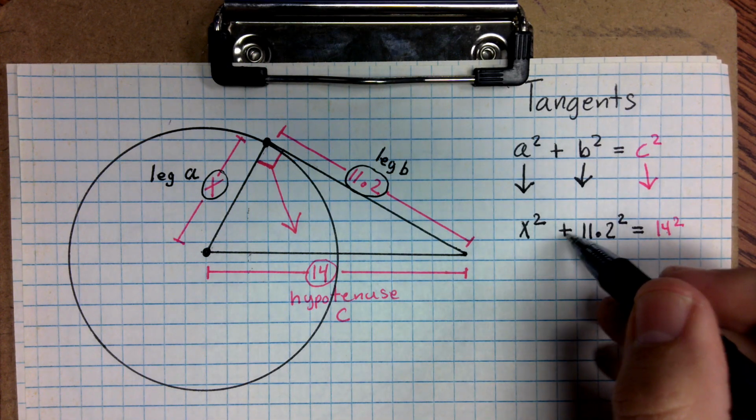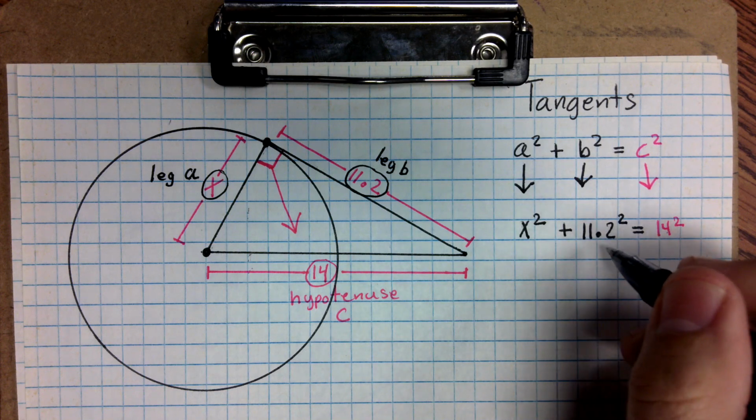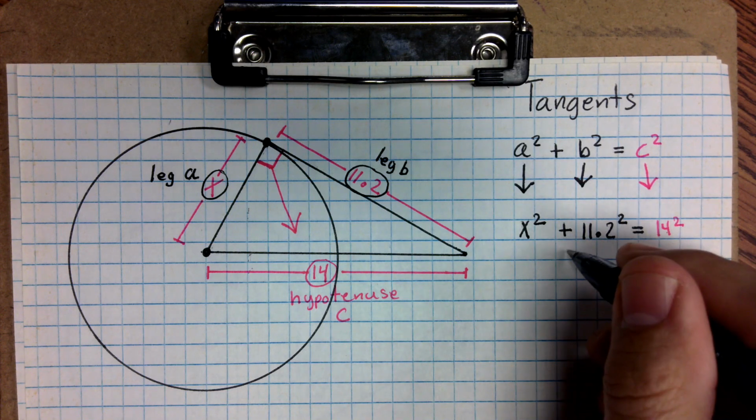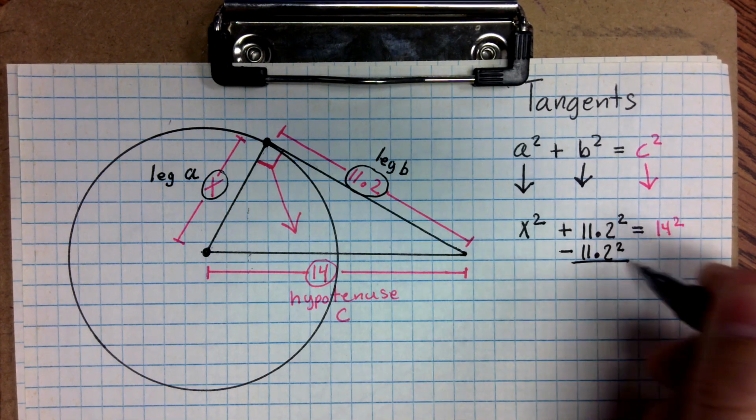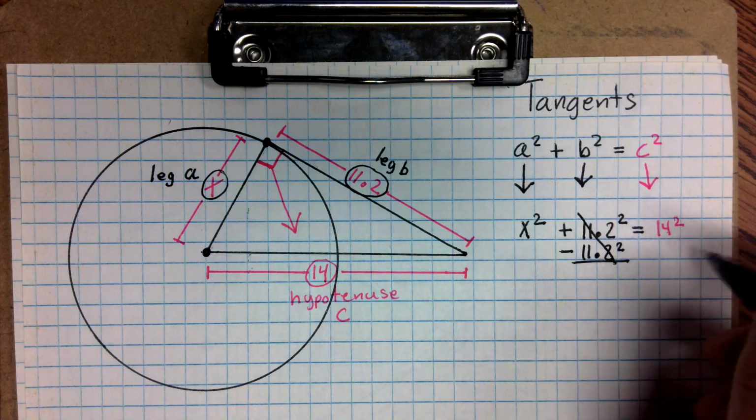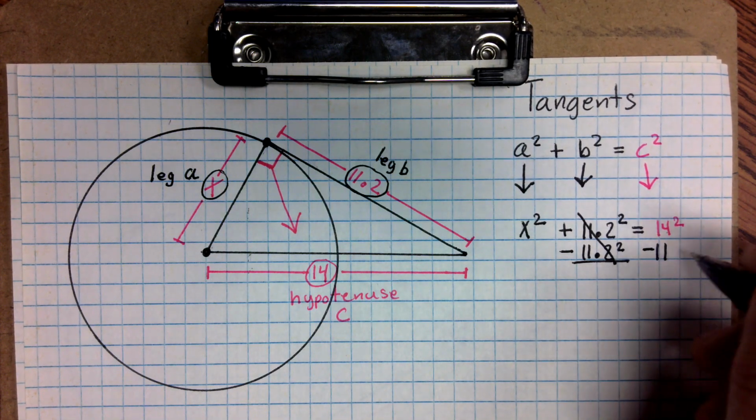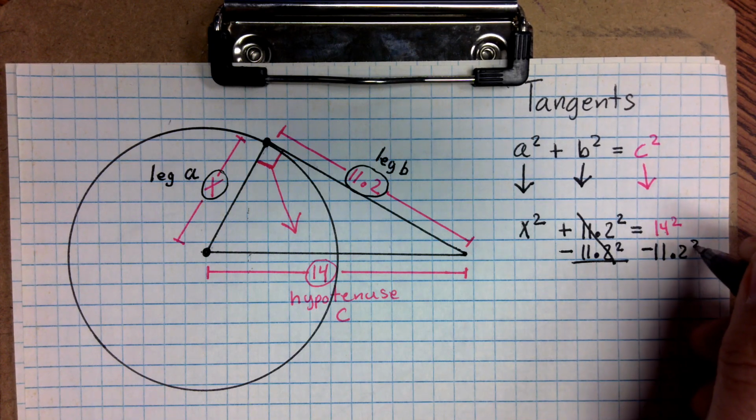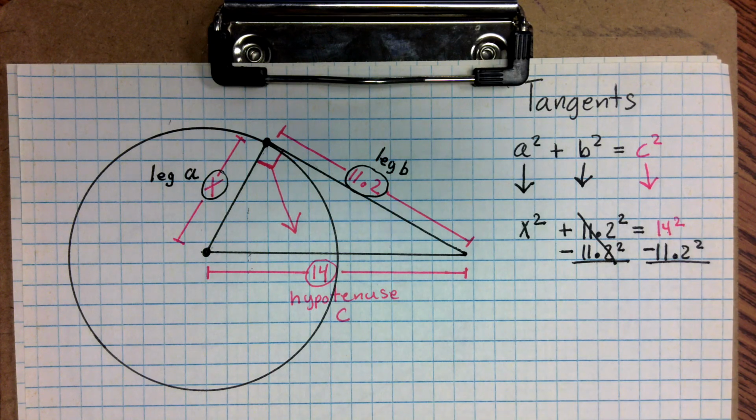For instance, here we're adding 11.2 squared to x squared. So the opposite, our inverse operation, would be to subtract 11.2 squared. Now, if I subtract it on the left side of the equation, it cancels. I must also subtract it from the right side of the equation so that it stays balanced. So 11.2 squared. Now we do have a number over here. We're going to be subtracting it from 14 squared.